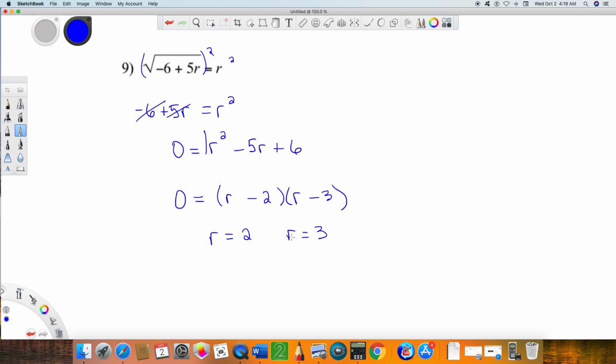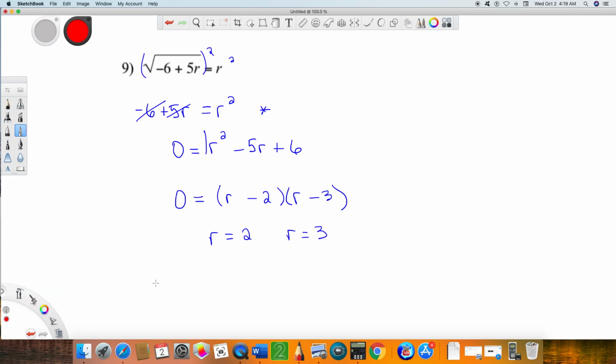Now, although 2 and 3 satisfy this quadratic equation, it's possible they may not satisfy the original equation, because the original equation was a radical equation. And radical equations may sometimes have extraneous solutions. So let's plug in r equals 2 into the original equation and see if it checks.